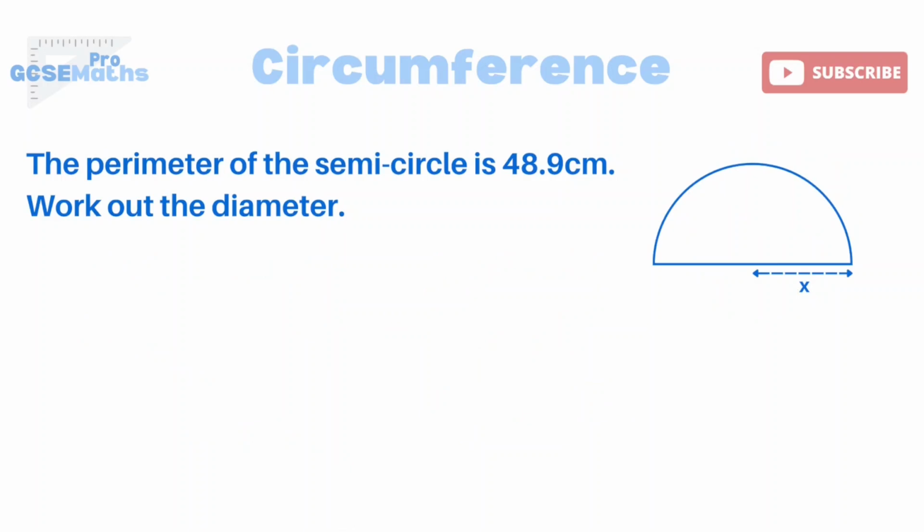Okay, so this question, we've got the perimeter of the semicircle is 48.9 centimeters. Work out the diameter. So this one's a bit more complex. We've got a bit more of a complex equation to set up because if you've seen the video on circumference of a circle, we go through working out the perimeter of a semicircle. We need to reverse all of that.